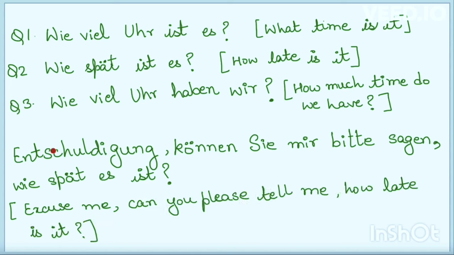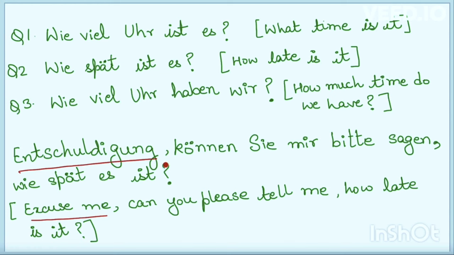So, Entschuldigung, können Sie mir bitte sagen, wie spät es ist? This is the question to ask if you want to sound more polite and formal. Entschuldigung means excuse me. Now, from the beginning, wie viel Uhr ist es? Wie spät ist es? Wie viel Uhr haben wir? Entschuldigung, können Sie mir bitte sagen, wie spät es ist?